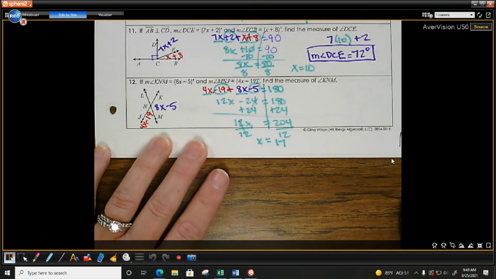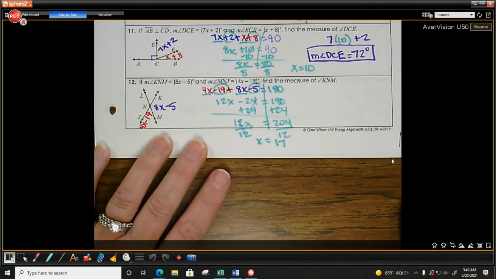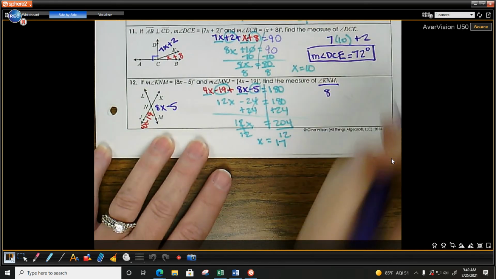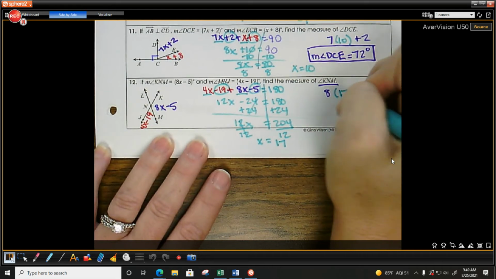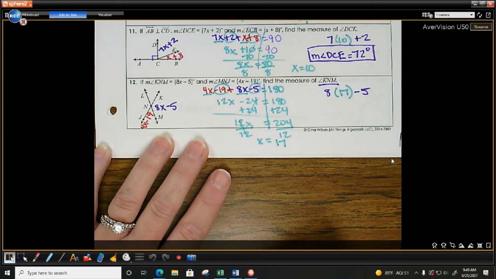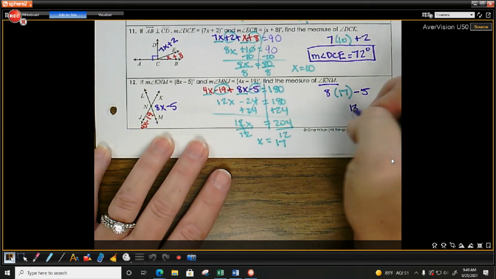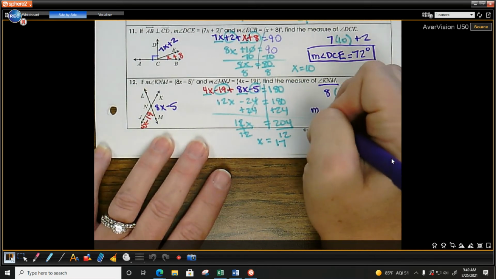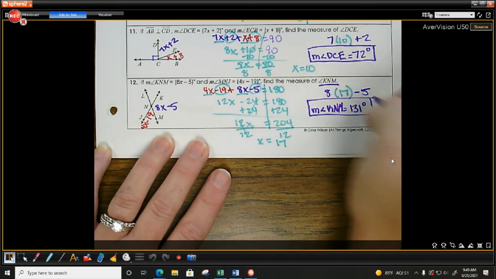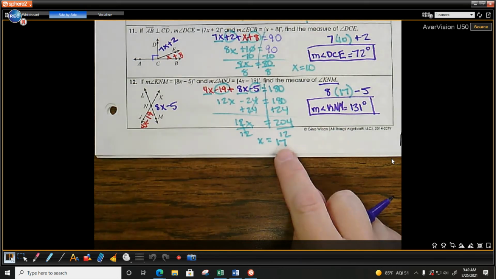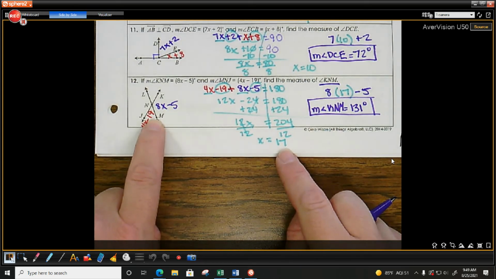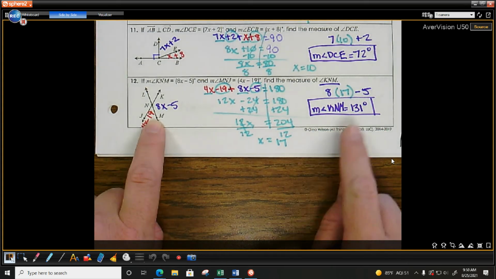Okay, then it says find angle KNM. So that's my 8x, which is 17, minus 5. 8 times 17 minus 5 is 131 degrees. So that is your measure of angle KNM. Again, can you check yourself? Yep. Plug 17 in for x. 4 times 17 minus 19 is 49. 49 plus 131 gives you 180. It makes a line, so we're right.